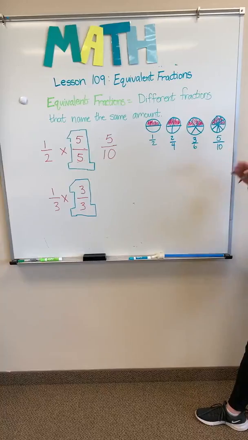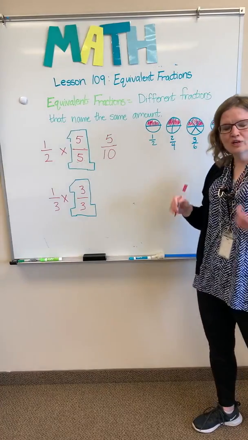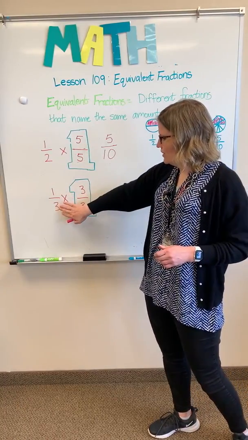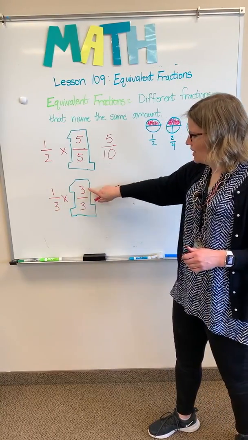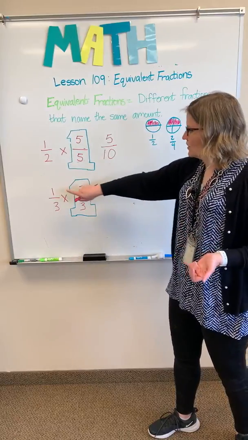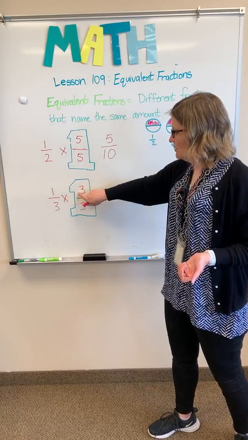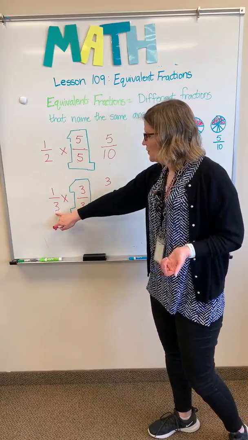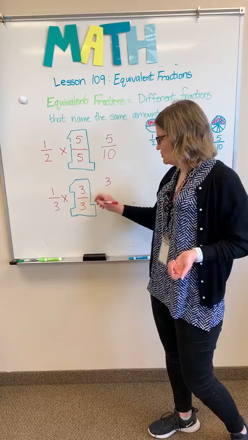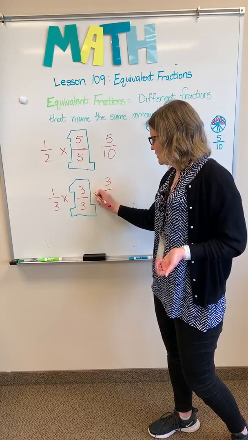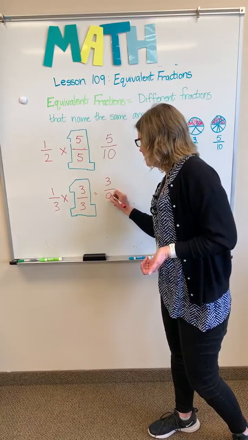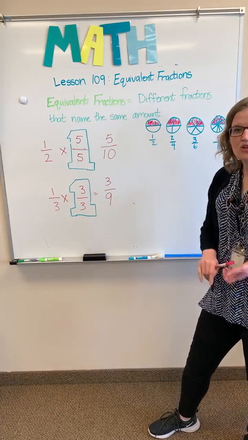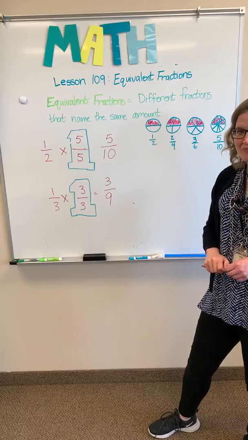Let's work with something that we haven't done as much, working with thirds. We are going to take 1 over 3 and we're going to multiply it by 3 over 3. So we say 1 times 3 is 3. 3 times 3 is 9. And we know then that 1/3 is equivalent to 3/9.